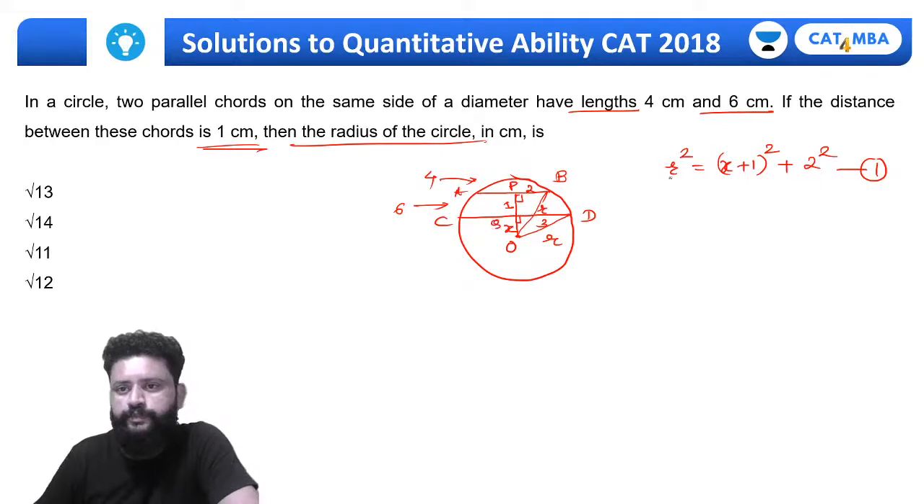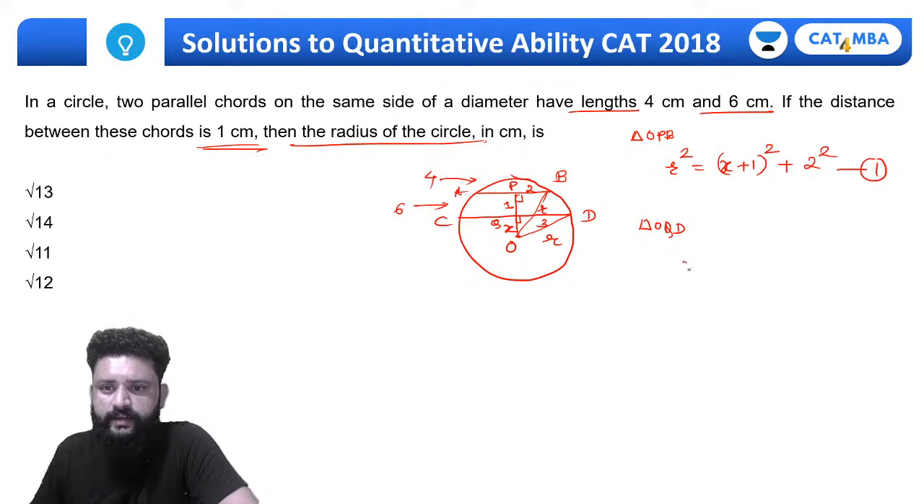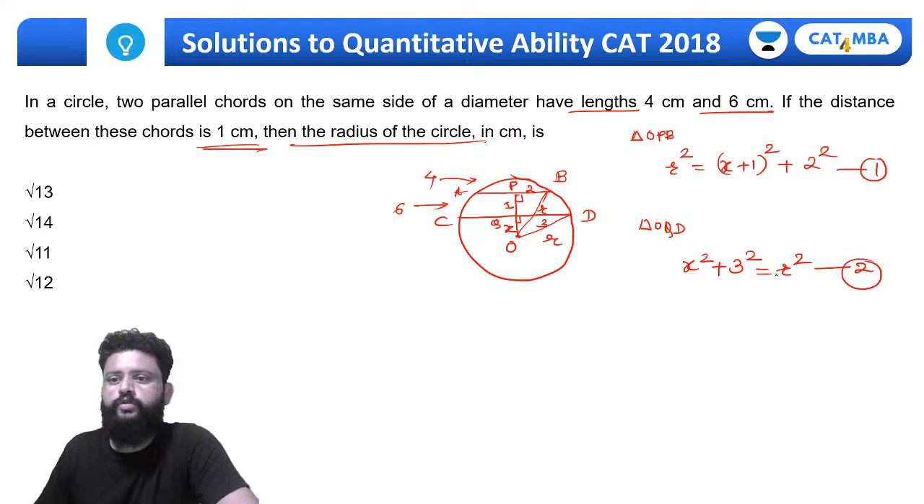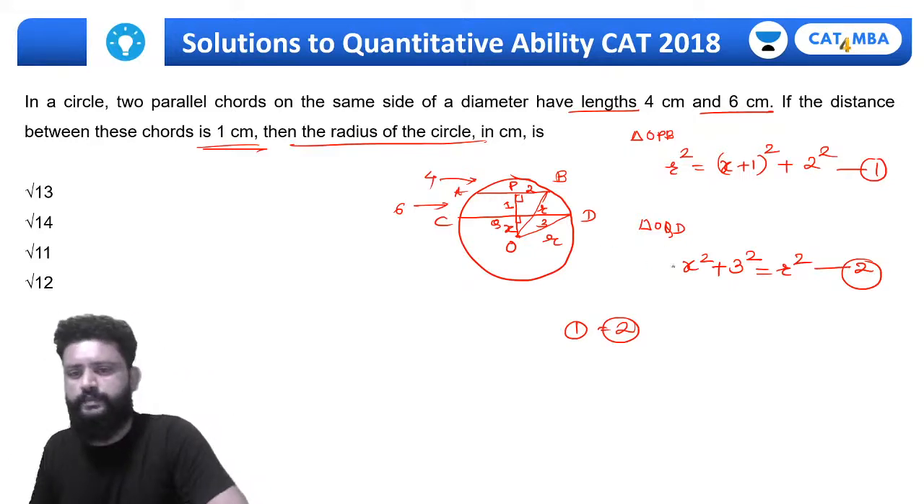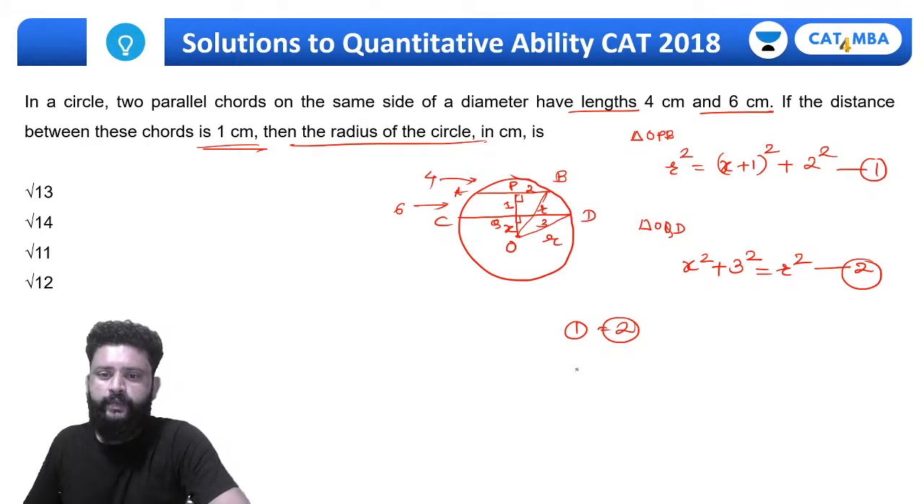This is P and this is Q. In triangle OQD, if you apply the same thing, it will be x square plus 3 square equal to R square. That is equation 2. So equation 1 is equal to equation 2. That's quite a simple Pythagoras theorem based question.